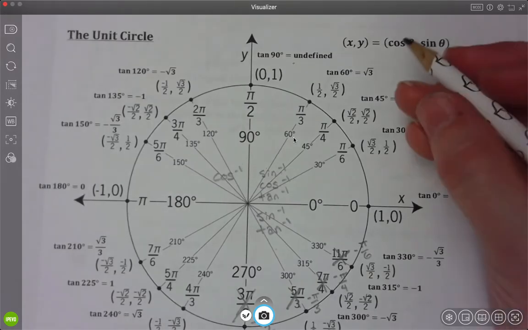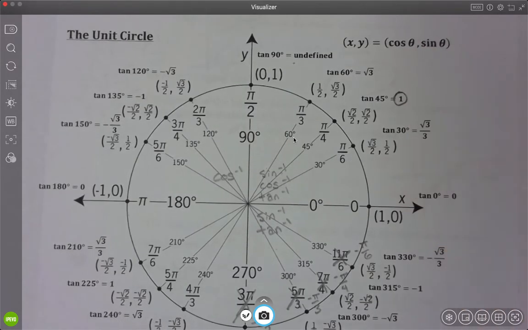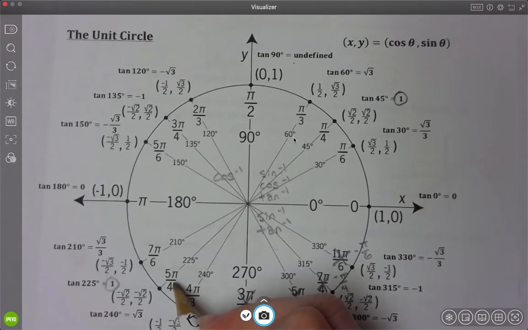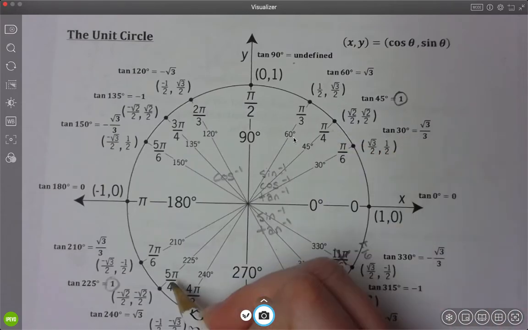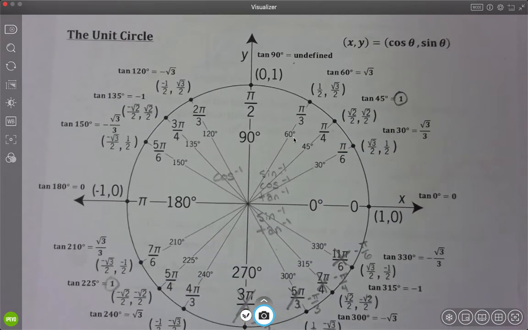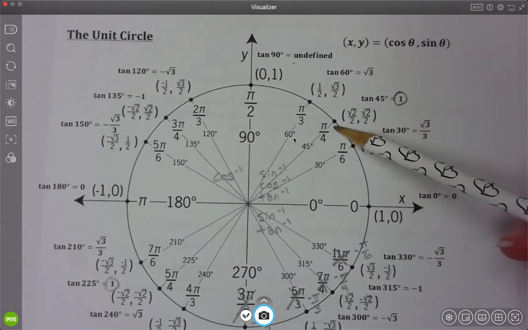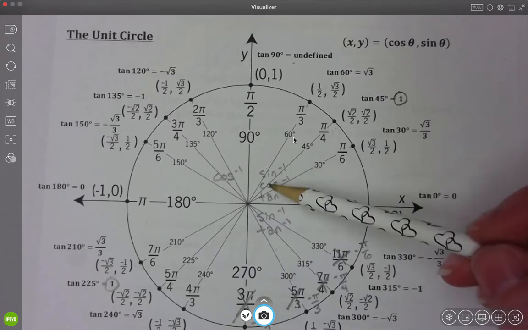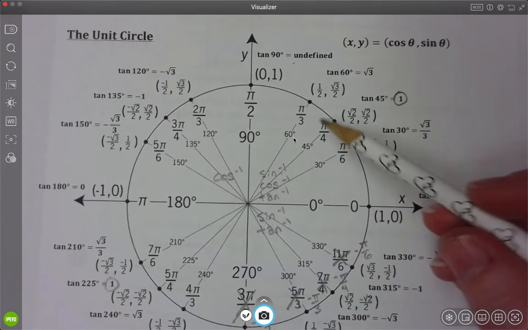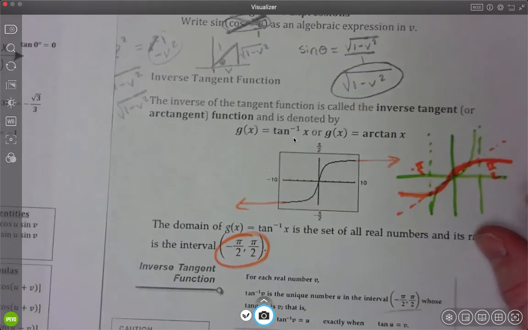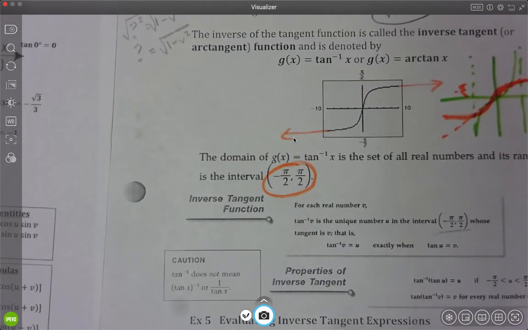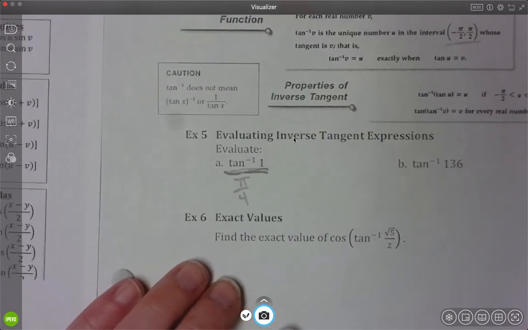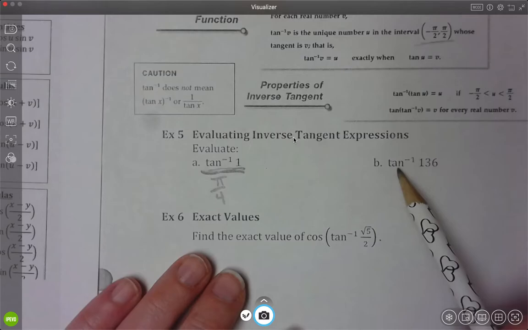Okay, so I can see that over here. Tangent is 1 here, and tangent is also 1 down here at 5 pi over 4. So at those two places, at pi over 4 and at 5 pi over 4. But which one of those am I going to use? I'm only going to use the pi over 4 because that's the one that's in the domain of inverse tangent. It has to be an angle that's in the first and fourth quadrant, and pi over 4 is the only one that does that. So this answer is going to just be pi over 4. Okay, let me go down.